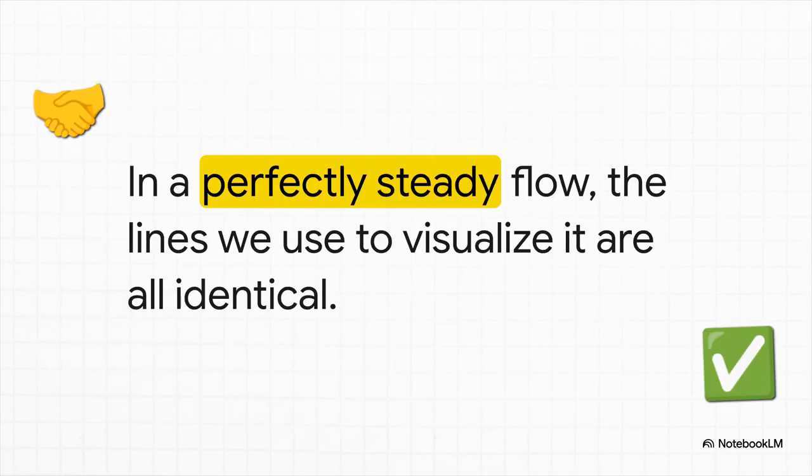And here is the absolute key takeaway for this part. In this perfect, unchanging world of steady flow, all 3 of the visualization methods we're about to talk about, Pathlines, Streamlines, and Streaklines, would look exactly the same. They would be completely indistinguishable from each other. Burn that into your brain because everything's about to change.